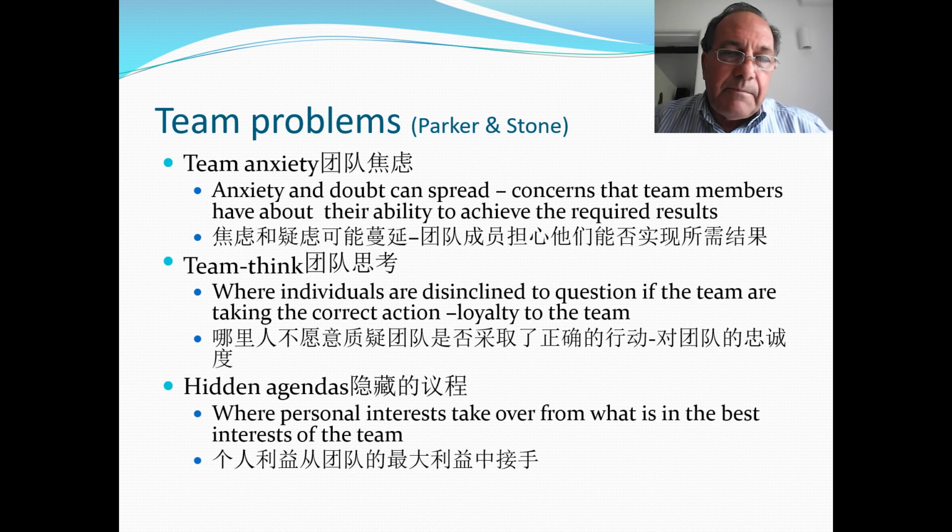The third one is when people have what's referred to quite often as hidden agendas, where their personal interests take over from what are the best interests of the team. And this can be found in many, many organisations where teams are working, where these kind of hidden agendas can hijack what are good teamwork and team effectiveness.